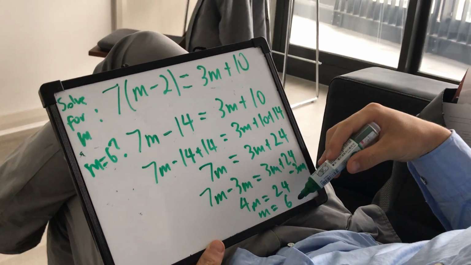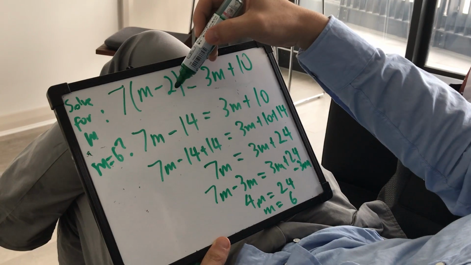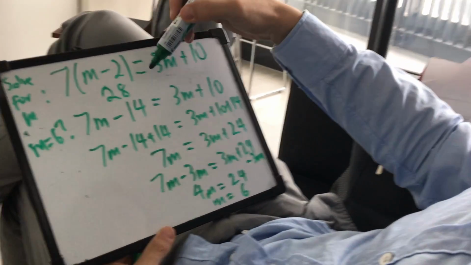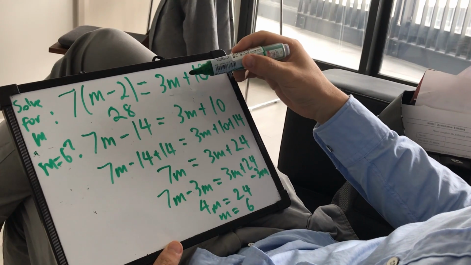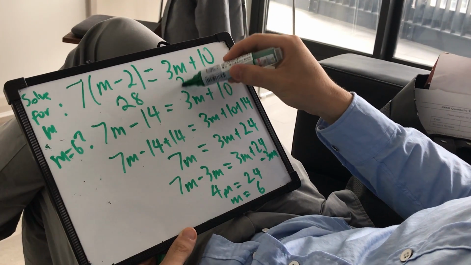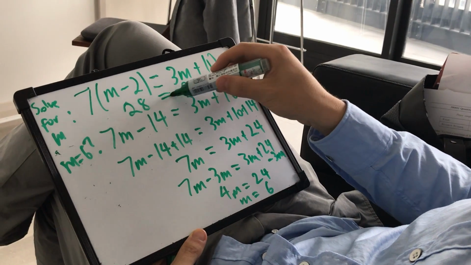If you put 6 here, you get 6 minus 2 is 4. 4 times 7 is 28. And if you put 6 here, 6 times 3 is 18, plus 10 is 28. So it works, right? So m equals 6.